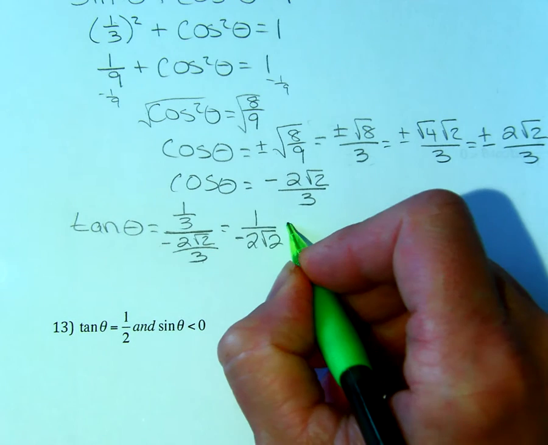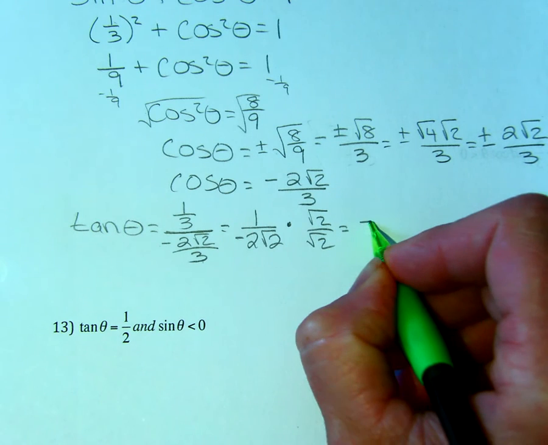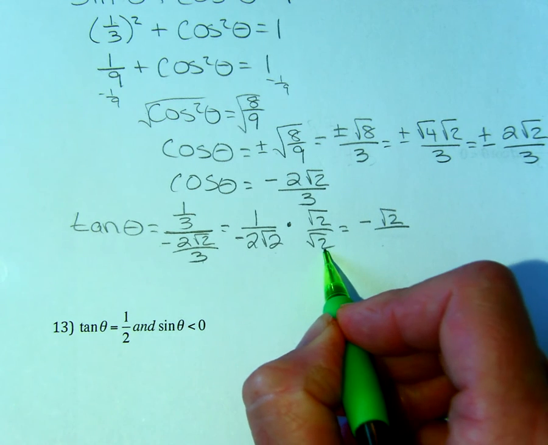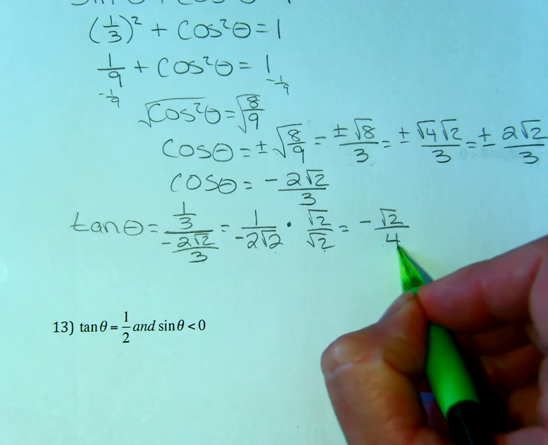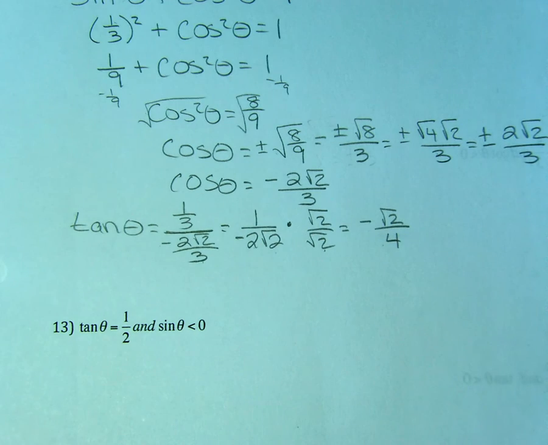Now we're going to rationalize because we can't have a square root in the denominator. And I'm going to get negative square root of 2. Square root of 2 times square root of 2 is 2, times 2 is 4. And I get negative square root of 2 over 4. Remember, this is negative, so I know my answer will be negative in the end.